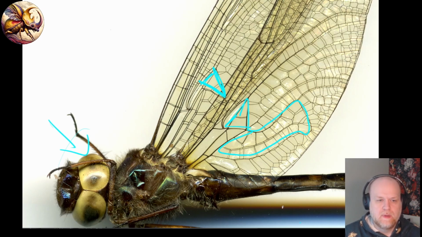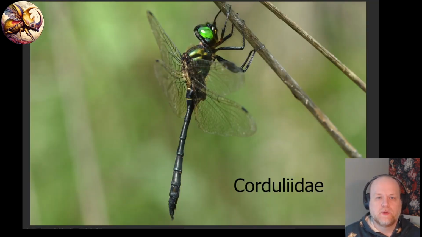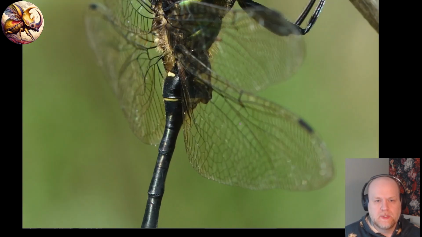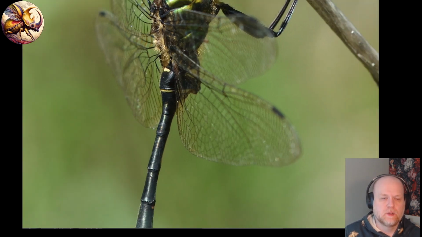And then generally you'll have green eyes that touch. In the next photo, you can see these shockingly green emerald eyes. This is where they get the name. And if we zoom in on the wings, you can probably see a little bit of the triangles and the anal loops. So on this wing here, you can see the beginning of the anal loop. And above that, you have the triangle.